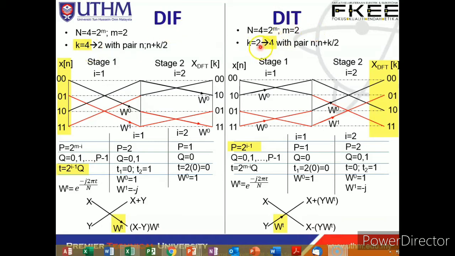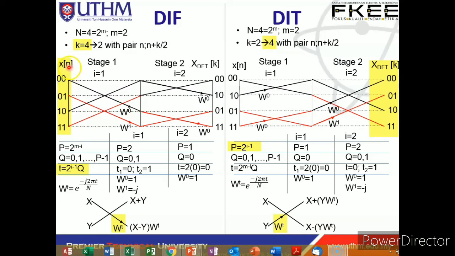For DIT, we will use i with the lowest value from 1 until m. So 1 is the lowest. We will get 2 to the power of 1 equals 2. And then 2 to the power of 2, we have 4. Okay. So next, the second difference is how we arrange the binary number, which will represent the n here.